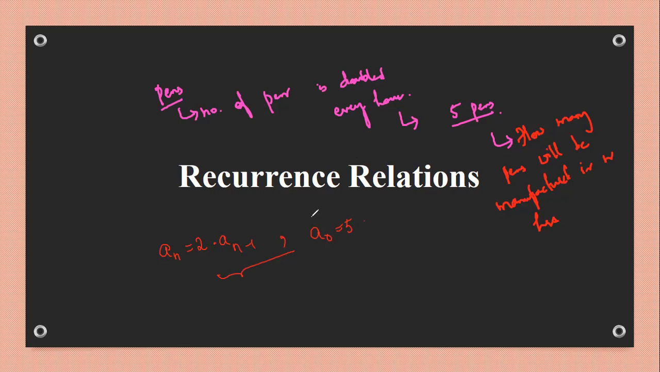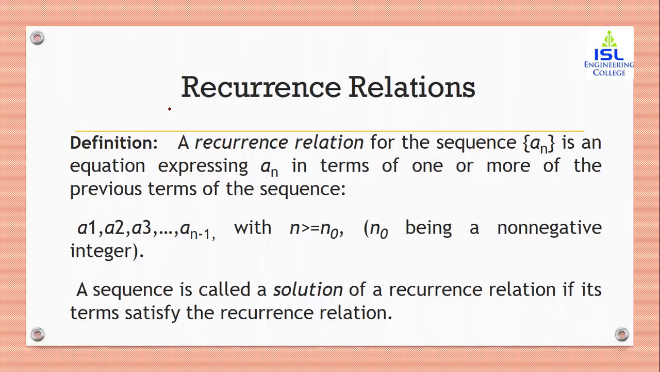it is better to use recurrence relations to solve the problem. Okay, now let's see the definition. A recurrence relation for the sequence an is an equation expressing an in terms of one or more of the previous terms of the sequence.